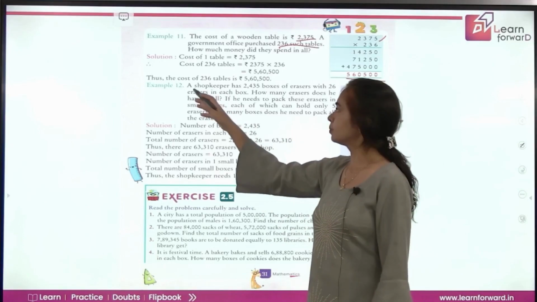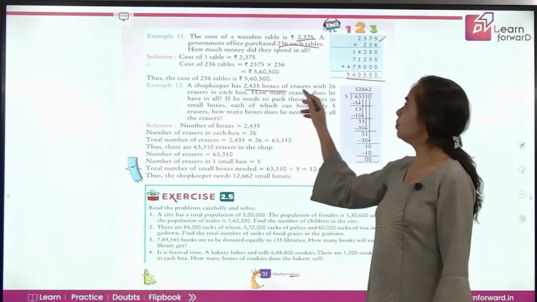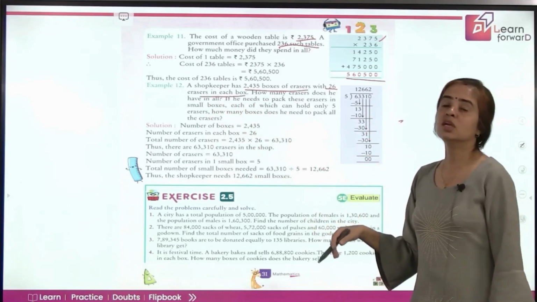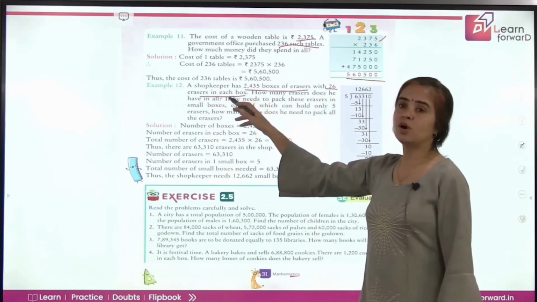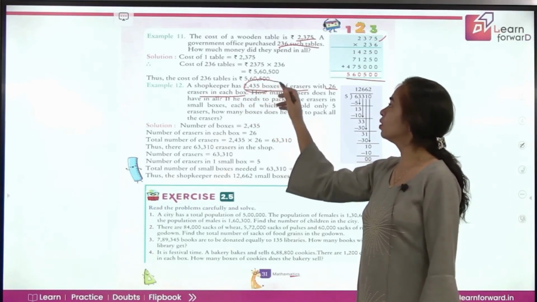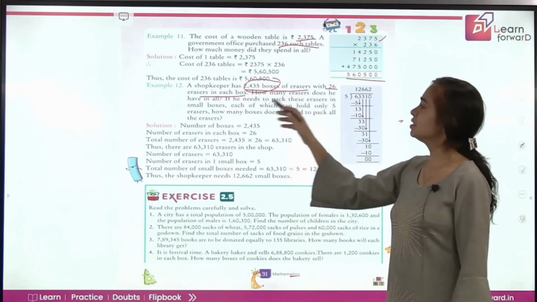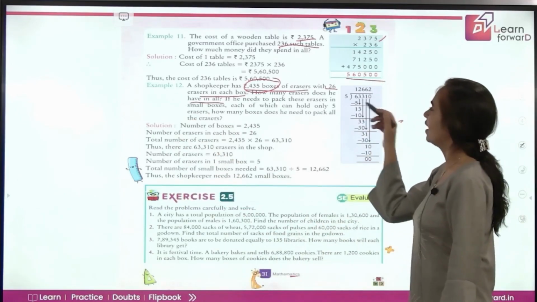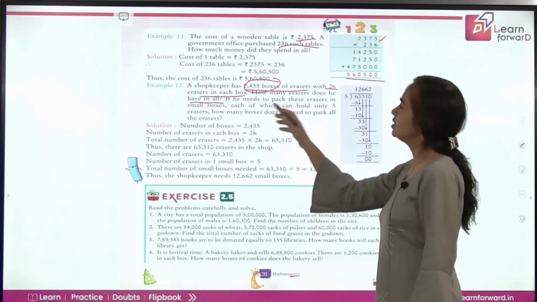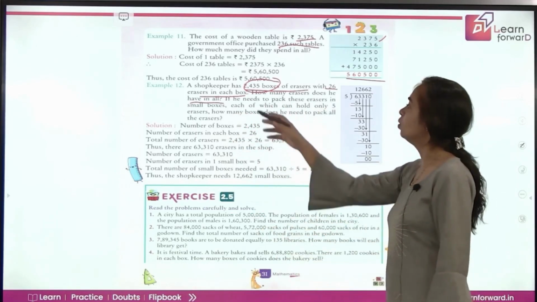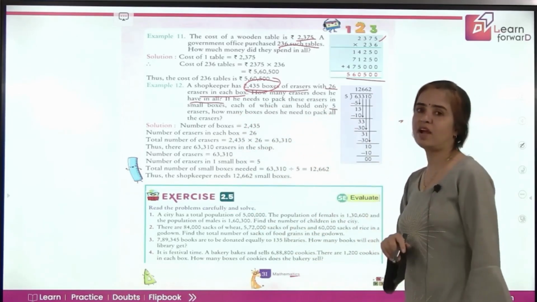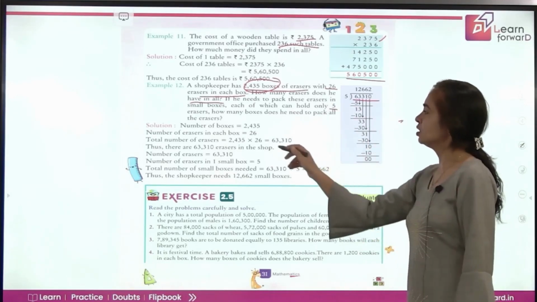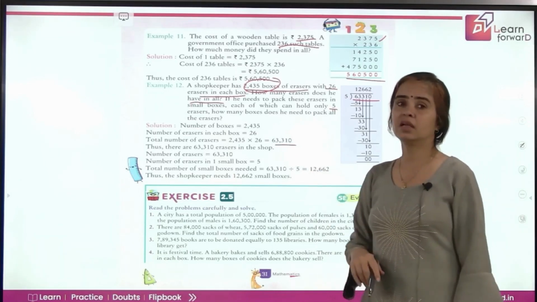So here we will be multiplying the two values to get how much total money was spent by that government office. A shopkeeper has this many boxes of erasers with 26 erasers in each box. So the number of erasers in each box is 26 and the total number of boxes is this much. How many erasers does he have in all? What will we do? We'll first multiply. That's it. The number of erasers we get after multiplication is 63,310.